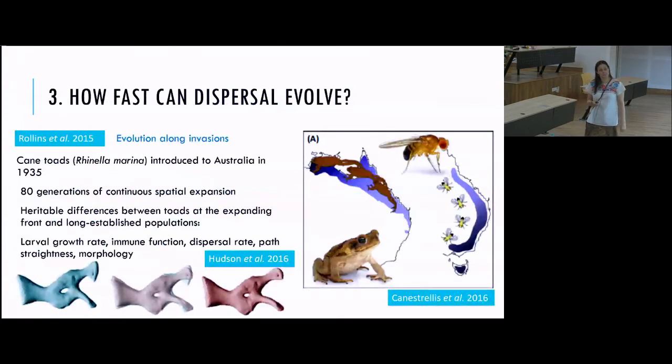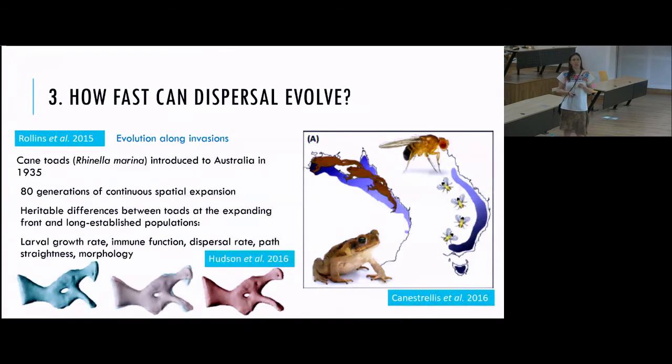So, the third question is, how fast can dispersal evolve? Because dispersal is important. It is highly influenced by the variation in the environment, but maybe it's evolving very slowly, and we don't need to care about dispersal evolution if we want to understand the impact of dispersal on many processes. So the best evidence for very fast evolution of dispersal comes from a natural situation of biological invasion.